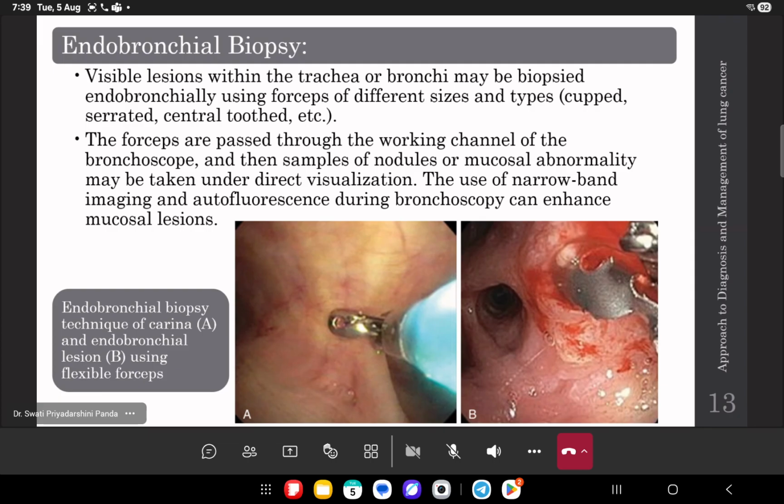Endobronchial biopsy. Visible lesion within the trachea or bronchi may be biopsied endobronchially using forceps of different sizes and type. The forceps are passed through the working channel of the bronchoscope, and then a sample of nodules or mucosal abnormality may be taken under direct visualization. The use of narrow band imaging and autofluorescence during bronchoscopy can enhance the mucosal lesion. In this image, we can see endobronchial biopsy technique near the carina and an endobronchial lesion using flexible forceps.